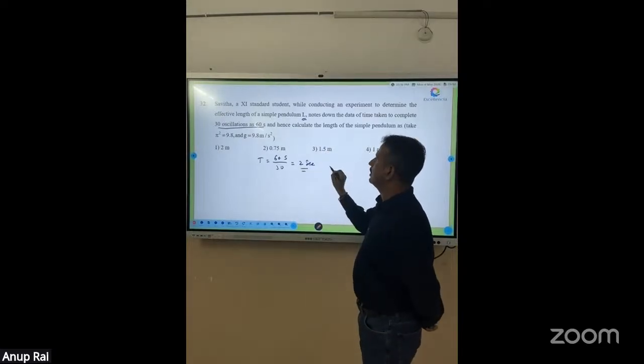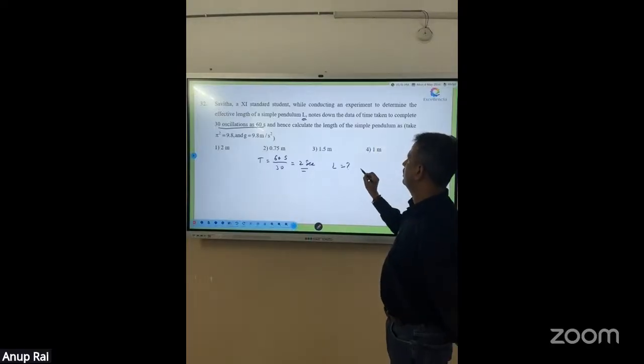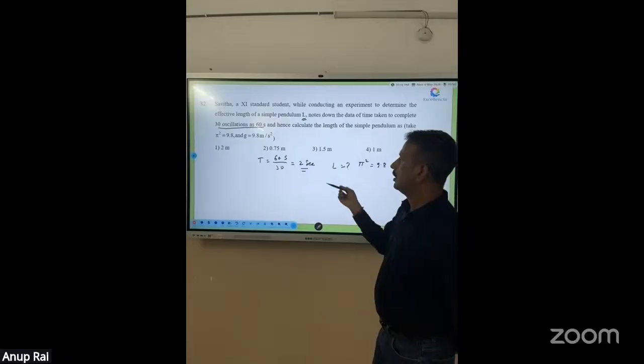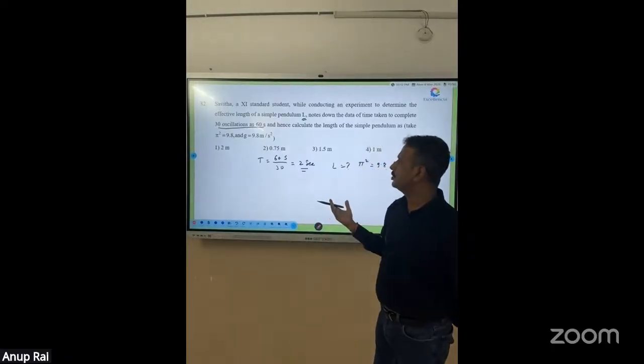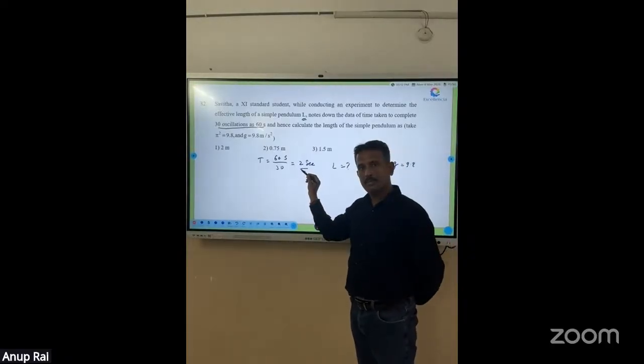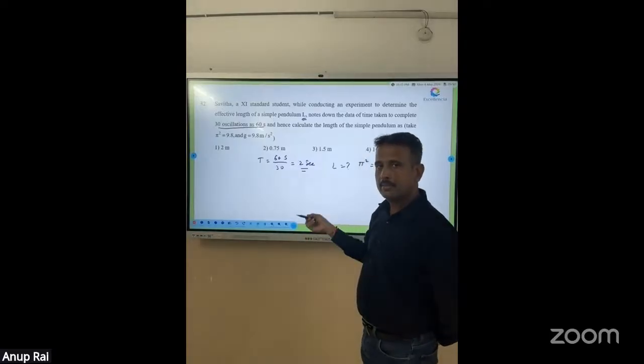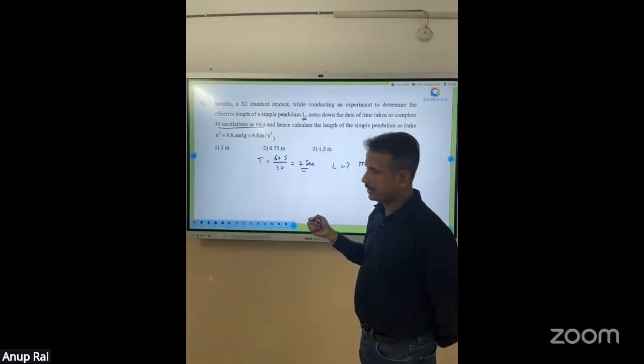And then they are asking for the length of the pendulum. Given that pi square is equal to 9.8 and g is also equal to 9.8, so by that way also you can get the idea. This is the second pendulum, okay, and the length of the second pendulum is approximately 1 meter, right?